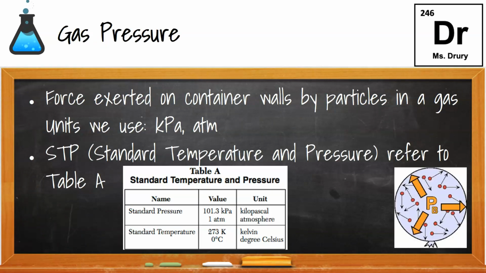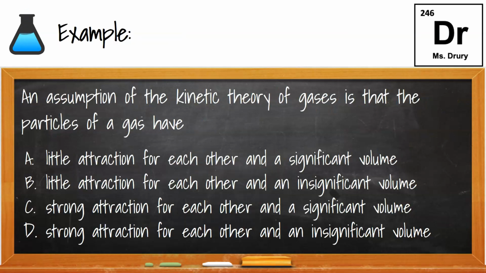Gas pressure is a force exerted on the container walls by the particles of the gas, and we use kilopascals and atmospheres to measure it. Our standard pressure is 101.3 kilopascals or 1 atmosphere. Sometimes we also talk about 760 millimeters of mercury. And the standard temperature we're adding in is 273 Kelvin, or 0 degrees Celsius, where water freezes. These are the conditions some of the labs are going to be concerned with. It's kind of cold, so the particles might be a little closer together. It would be better if the gases were farther apart at room temperature or even hotter.